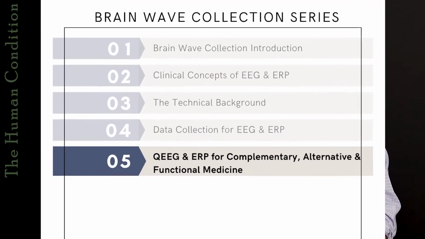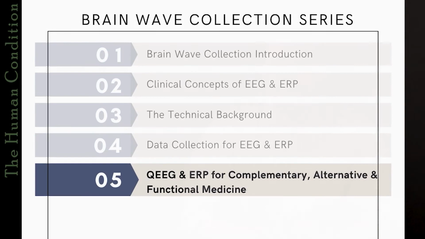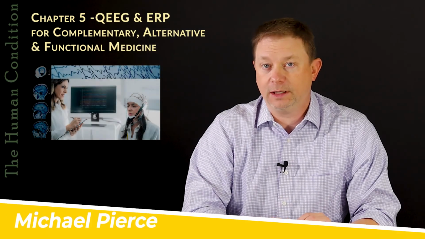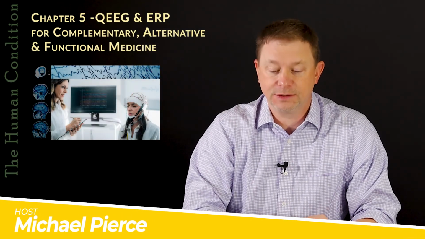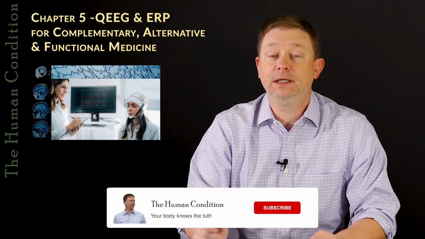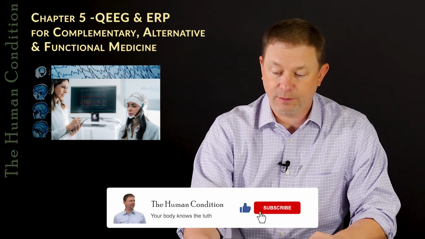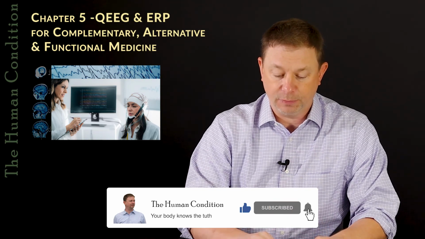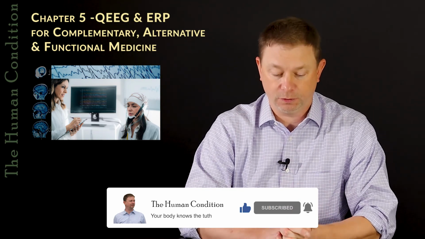Today we're talking about the EEG and ERP for complementary, alternative, and functional medicine. This is a course about brainwave collection for technicians and for patients to learn about what's going on when we collect brainwaves. So Chapter 5 is EEG basics. We're talking about the basics of EEG measurements and what they're actually measuring, what we're looking for.